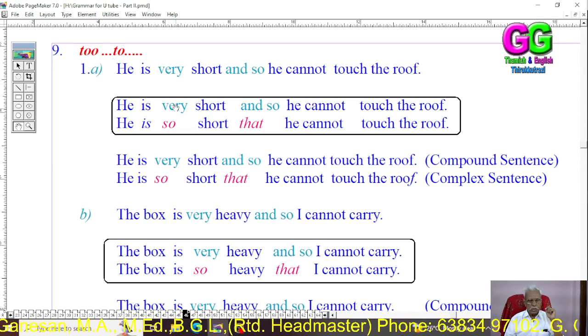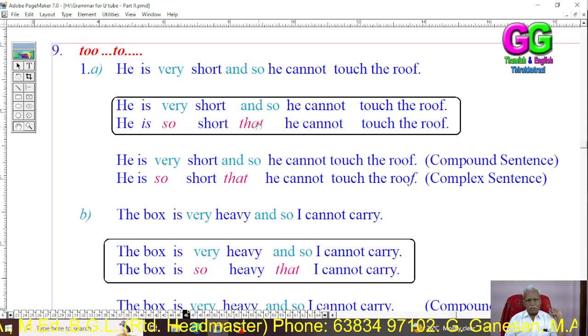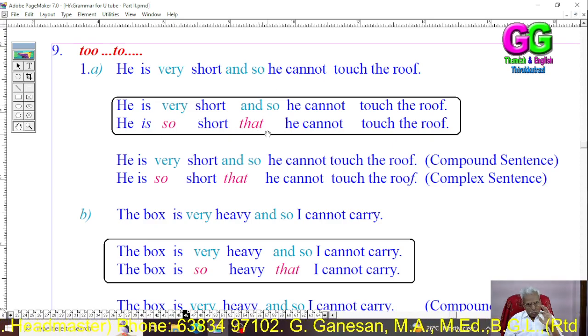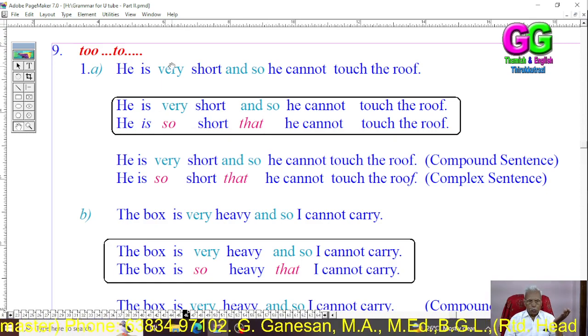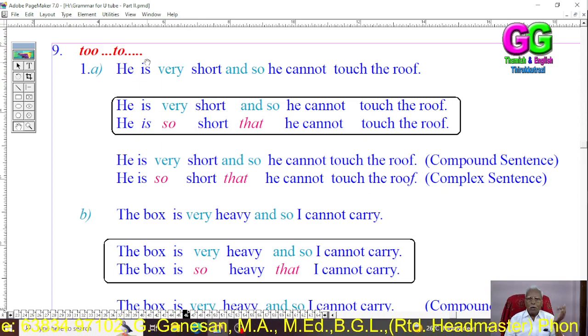Worry. Its complex conjunction is so and so that. That's all. So very is replaced by so, and so is replaced by that. So and that are complex conjunctions. Very and so are compound conjunctions.